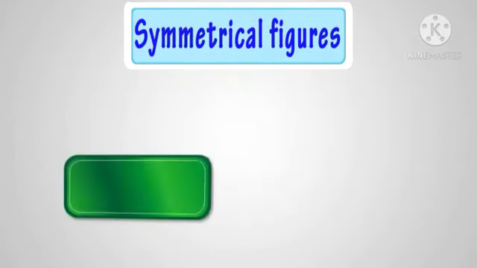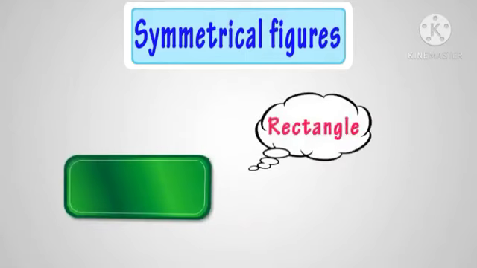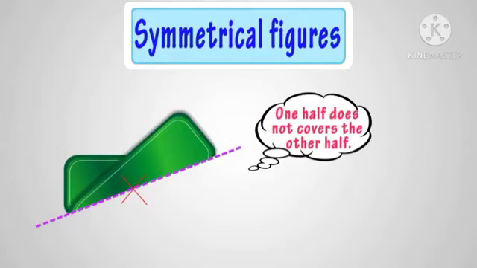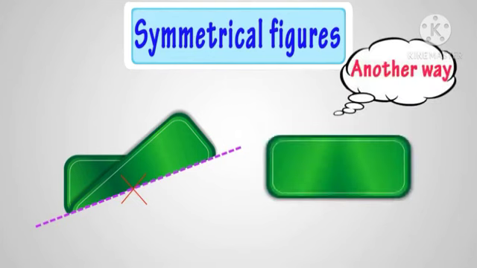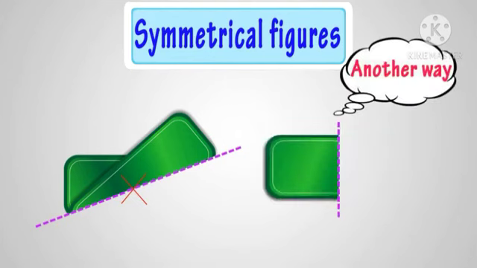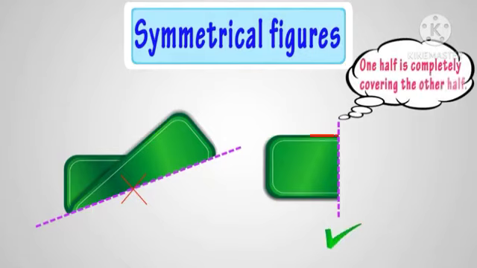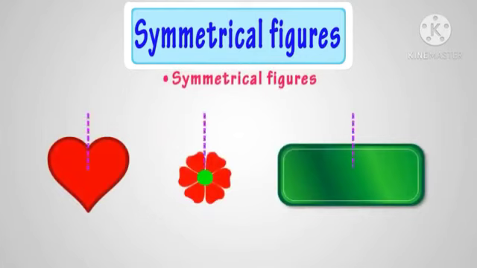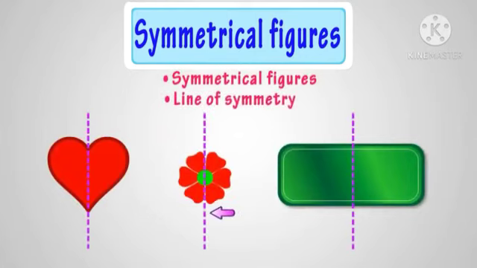Here is your figure rectangle. Draw a line as shown on the screen. Fold it. One half does not cover the other. So this is not a line of symmetry. Now draw a line vertically and fold it. One half covers the other half. So this is a symmetrical figure and that line is called line of symmetry. So these all are symmetrical figures and this line is called line of symmetry.